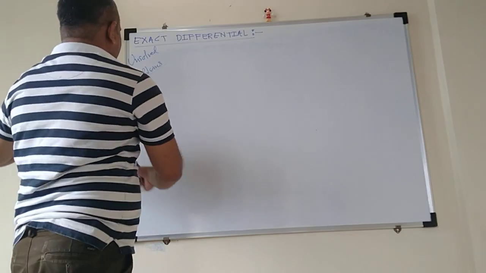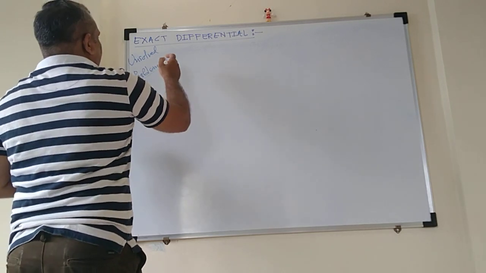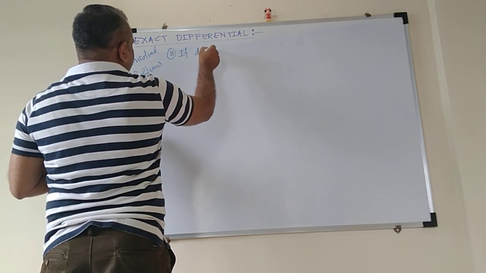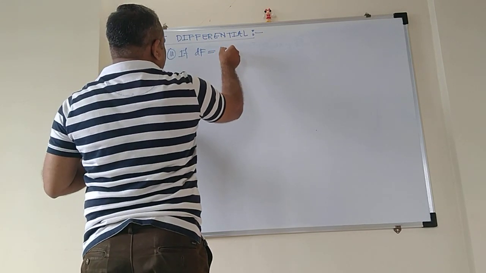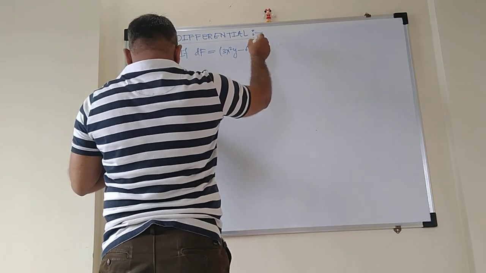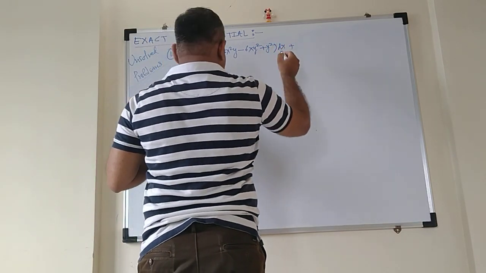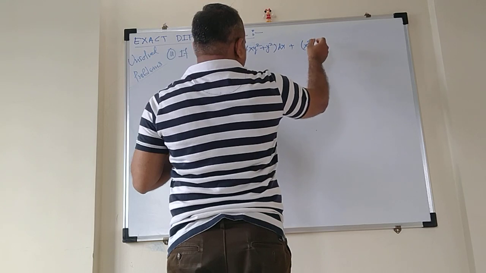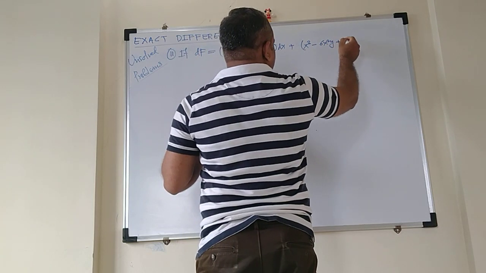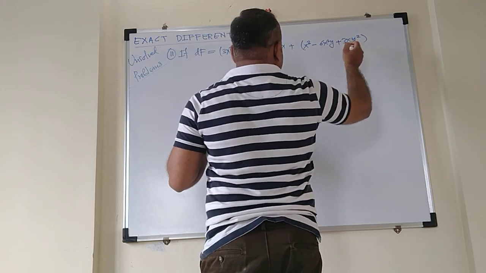Solve the next unsolved problem, and the next unsolved problem is problem number 11. Problem number 11 unsolved is: if df is equals to 3x square y minus 6xy square plus y square dx plus x cube minus 6x square y plus 3xy square dy.